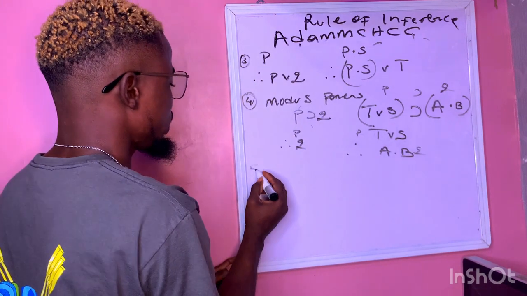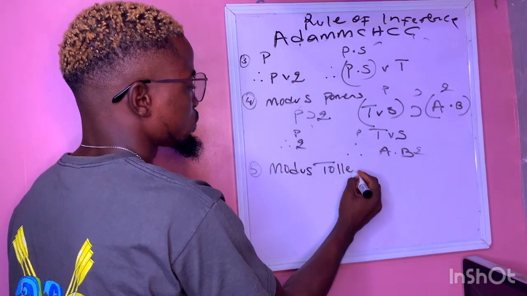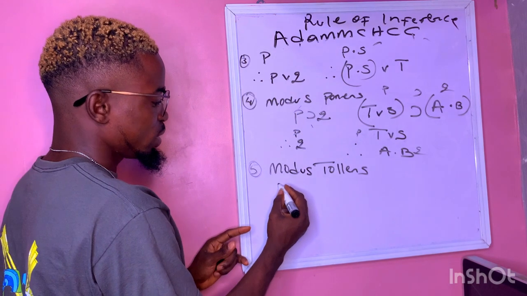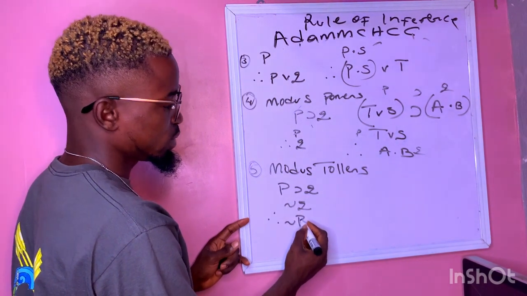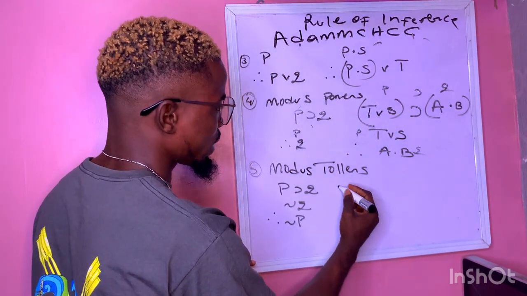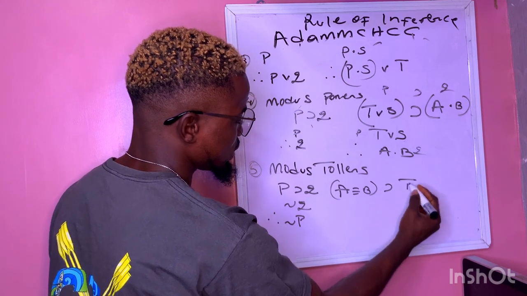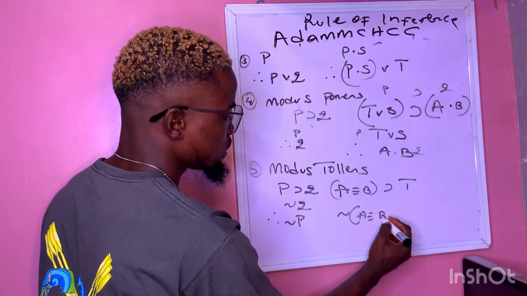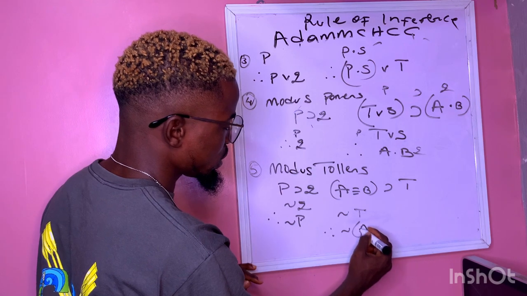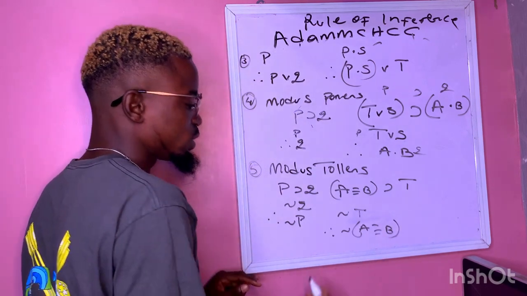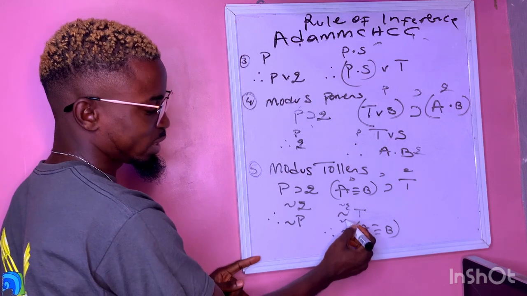Then the fifth one is modus tollens. This one is saying that P implies Q, negation Q, therefore negation P. It's still the same thing as, let's say, if B in parentheses implies T, negation T, therefore negation B. So this is still our P implies, and this is still our Q, negation Q, therefore negation P.